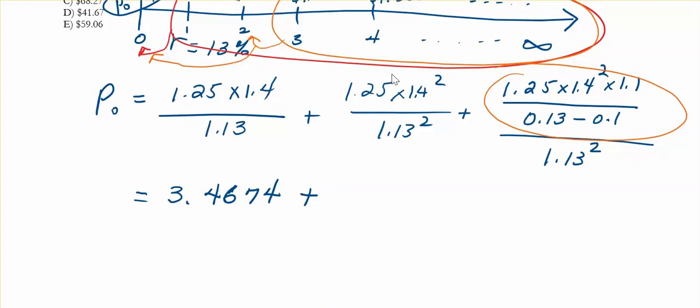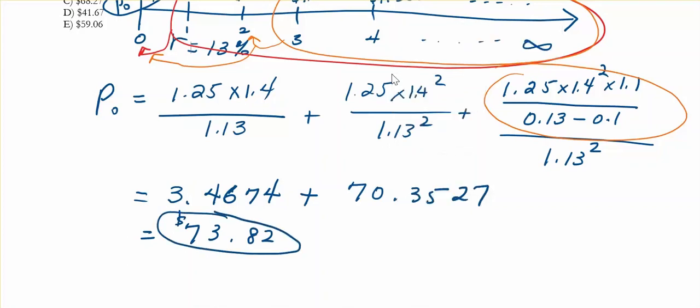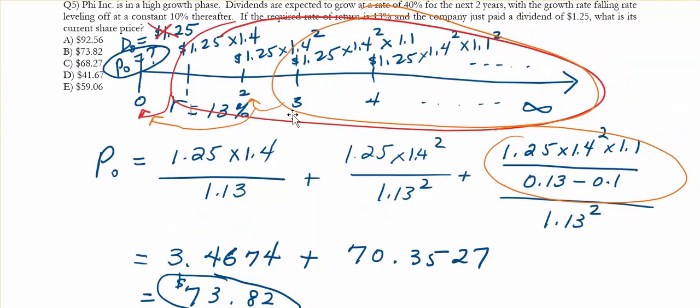And this time I'll do the present value, the terminal value all in one shot here. Give me 70.3527. Add the two pieces together. We get 73.82. And there we see it is B.